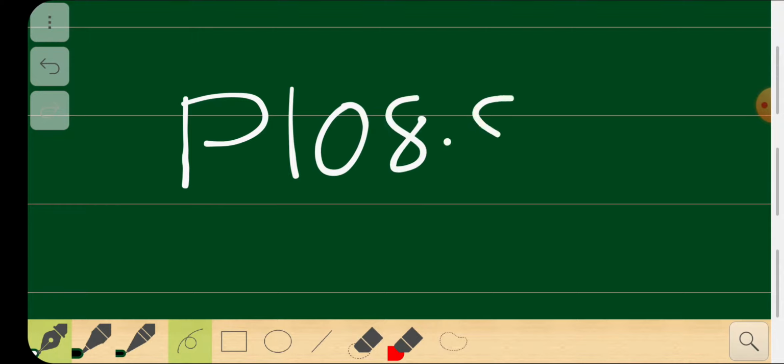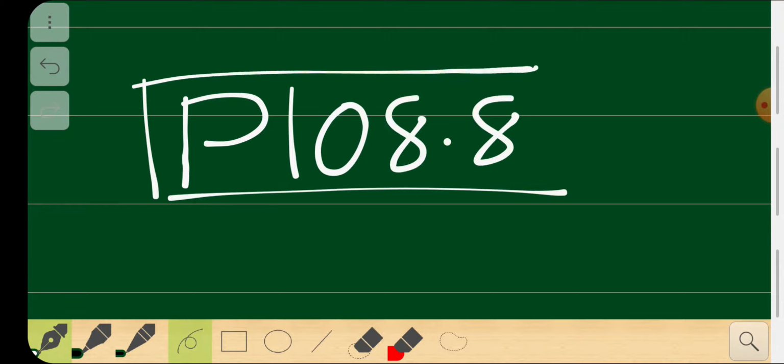So here we are going to do a problem. This lecture is called P108.8. In this lecture, I'm going to do a problem, a very basic problem using the applications of Newton's laws. So I'm going to set up the problem now.